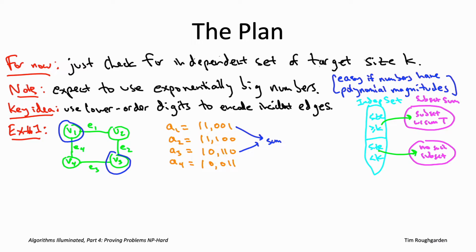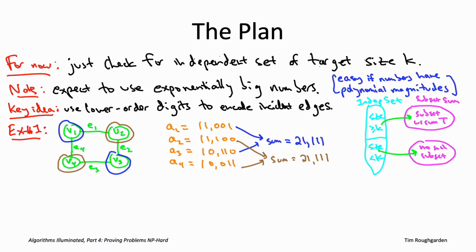Well, if we sum up 11,001 and 10,110, what do we get? We get 21,111. What about the other independent set of size 2, the V2 along with the V4? Well, if we sum up the corresponding numbers, the A2 and the A4, look at that. Exactly the same sum, 21,111. Moreover, and I'll leave this for you to check, any other pair of vertices or any other subset of vertices is not going to give you this sum. It's going to give you a different sum.